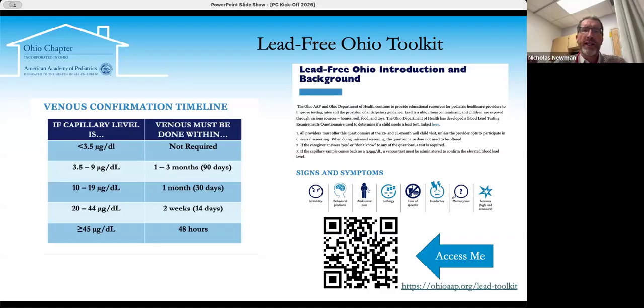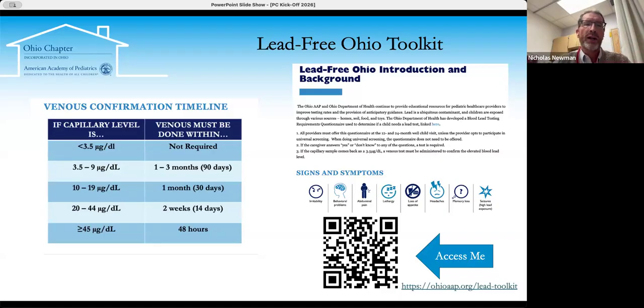So the toolkit, the idea is to provide some education to the healthcare providers and understand about lead. I've been in practice a long time. We've been talking about lead for decades. And although we all thought this would go away, it hasn't gone away.